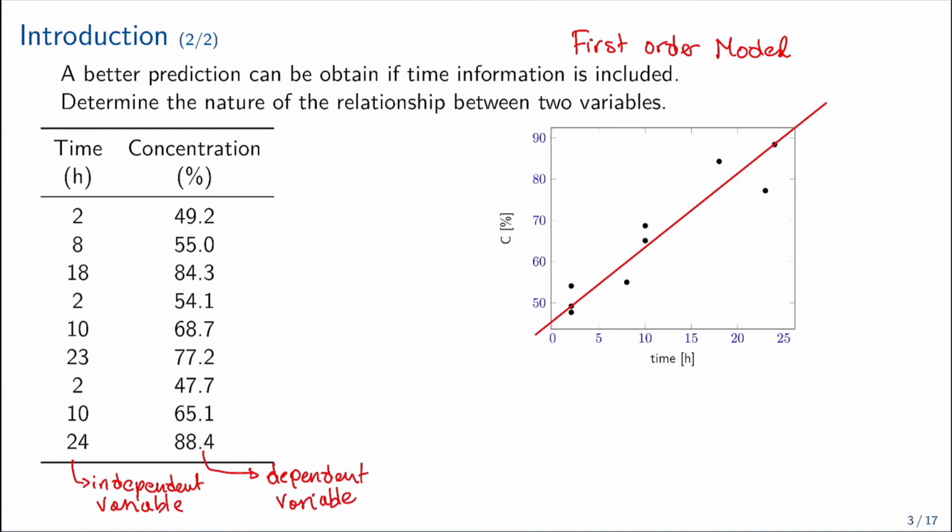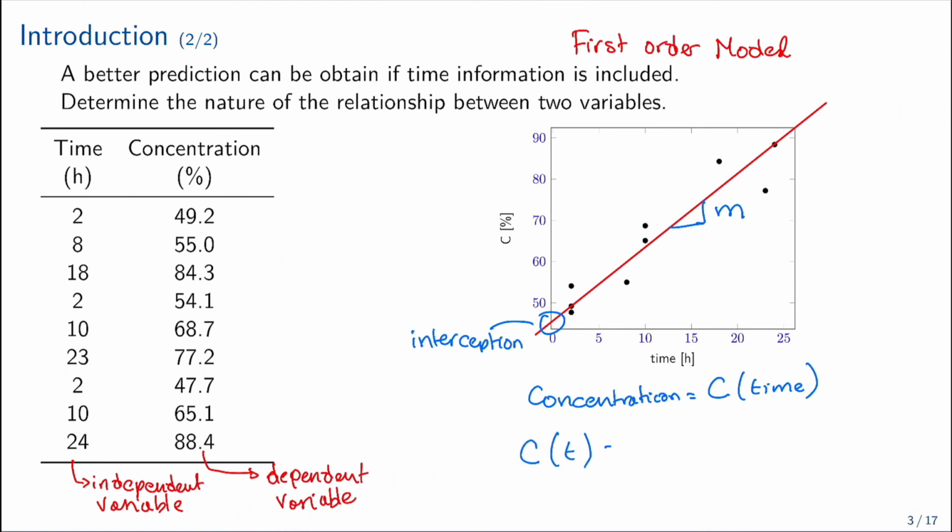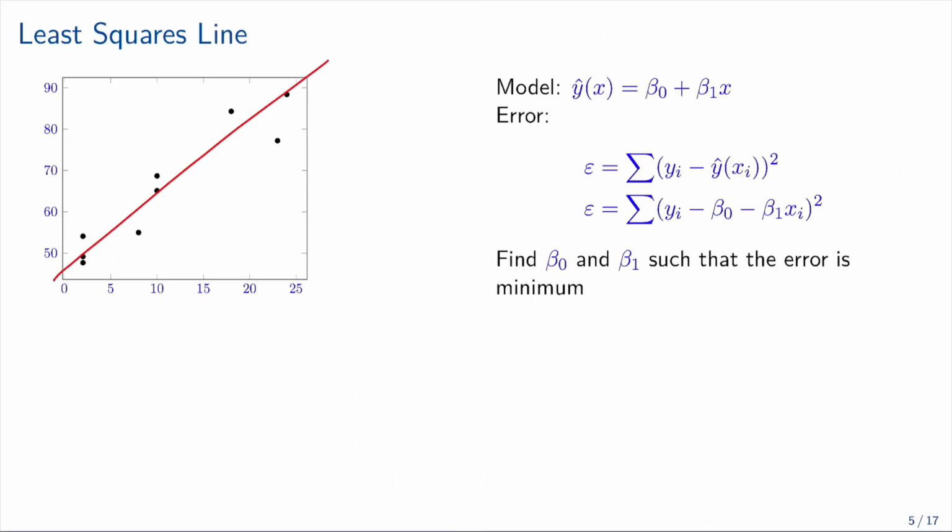So we want to find two things: the intercept and the slope. So we have that concentration is a function of time, and therefore C as a function of time is equal to m, the slope, multiplied by t plus a constant. This is the slope, and this constant is the intercept. The optimum line that fits the data.